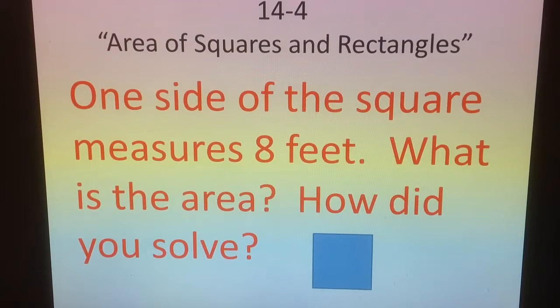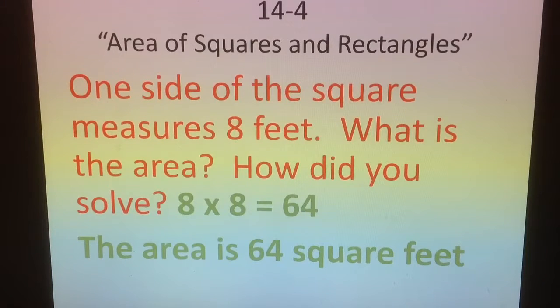How about this one? One side of the square measures 8 feet. What's the area and how did you solve? Well, now we only have one number, so what do we multiply that number by? Since it's a square, we multiply 8 times 8. 8 times 8 is 64. The area is 64 square feet.